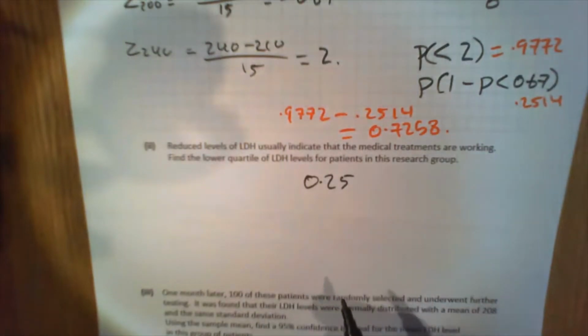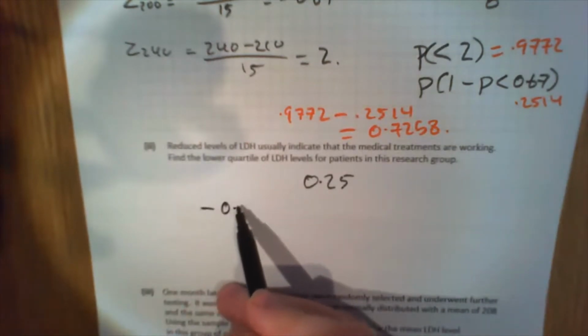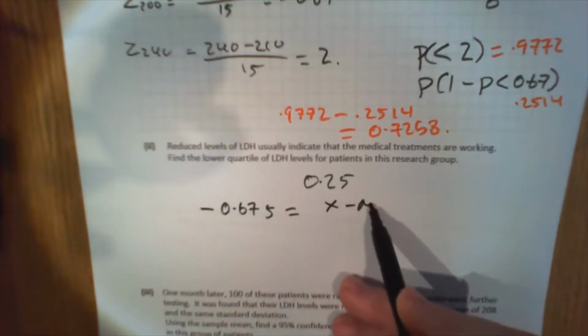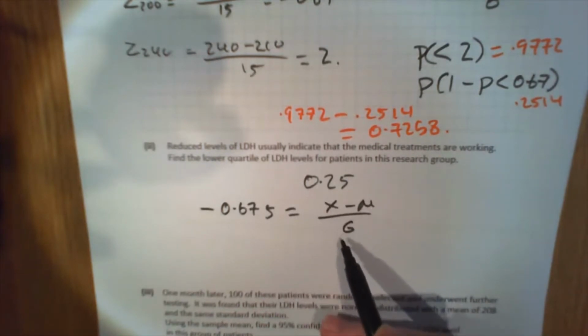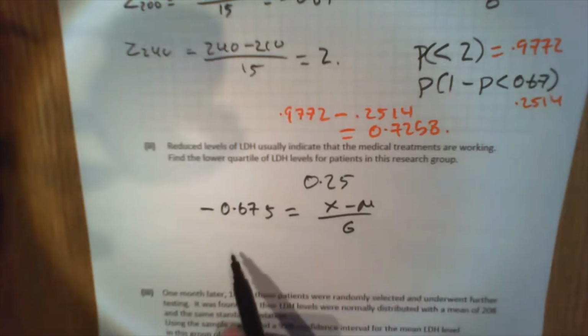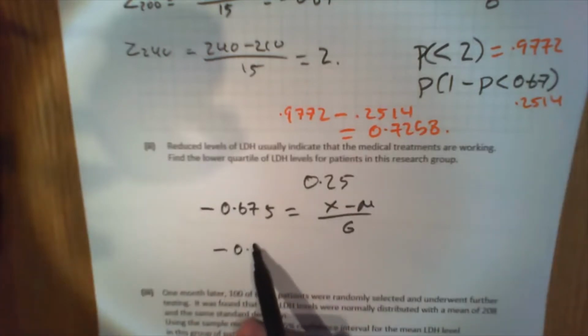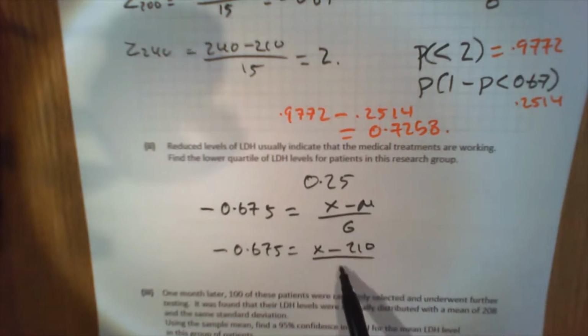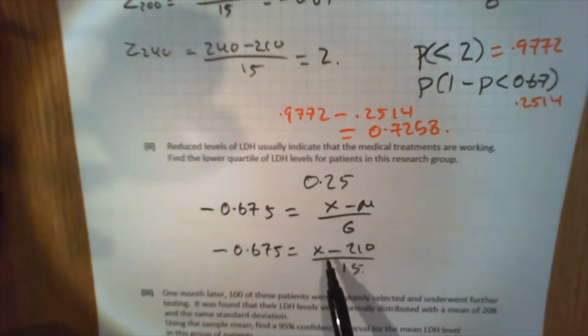We're looking at 0.675, but it's negative. So minus 0.675, that's going to be our Z. Let's make that equal to X minus mu over sigma. Let's put in everything we want and we'll find the X. So that's minus 0.675 is equal to X minus 210 over 15. Okay, so this is going to generate a positive, and that's the whole point.